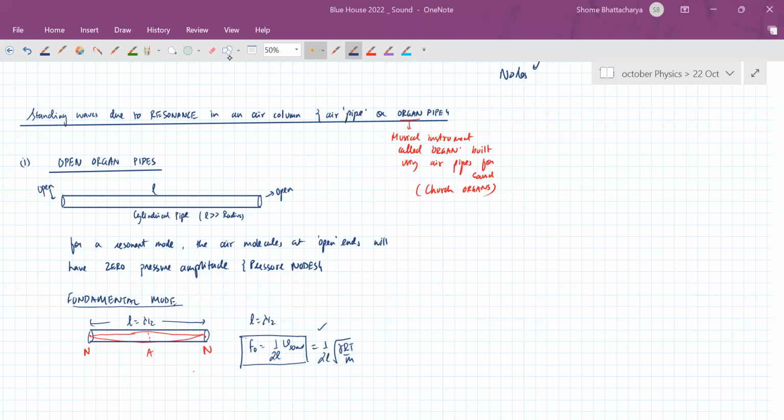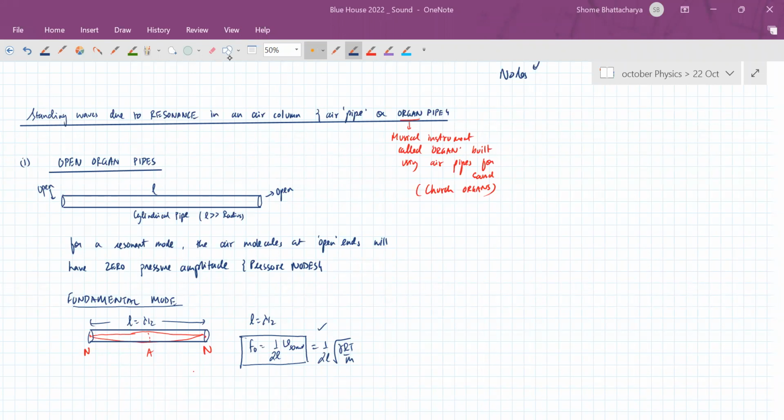so it cannot be under any kind of volumetric stress. So the pressure variation is zero, or the pressure amplitude of the standing wave is zero at these two points, the open ends. So if they are consecutive nodes, then we have the longest possible wavelength or the least possible frequency, which is called the fundamental frequency.